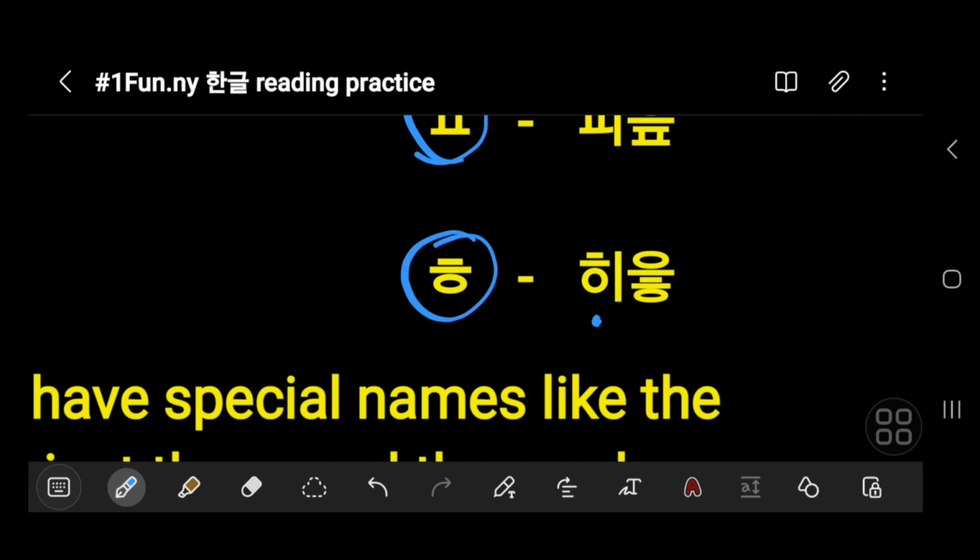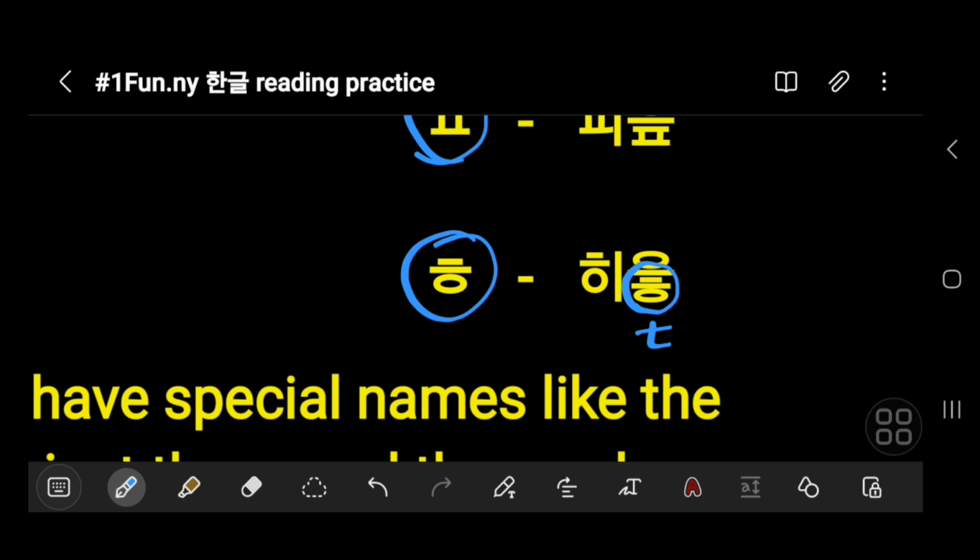And last but not least, we have this guy. Yes, so he is the hieut. And sometimes Koreans can make it sound a little bit like the shiot sound. So if you're a little confused and you think it sounds like a shiot, don't worry, that happens sometimes. It's a little bit of an accent. But yeah, now at the bottom here, often this will be the T sound as well.